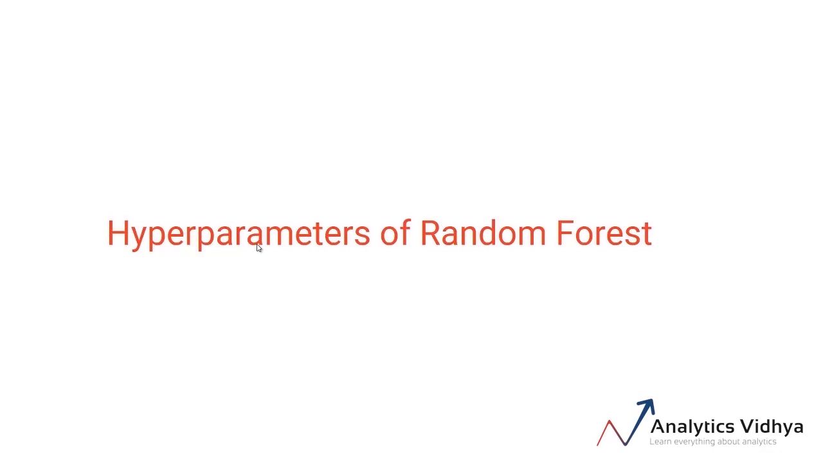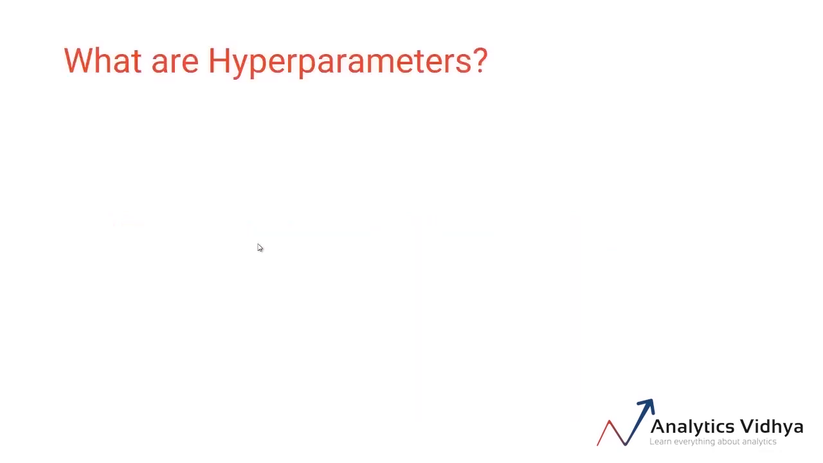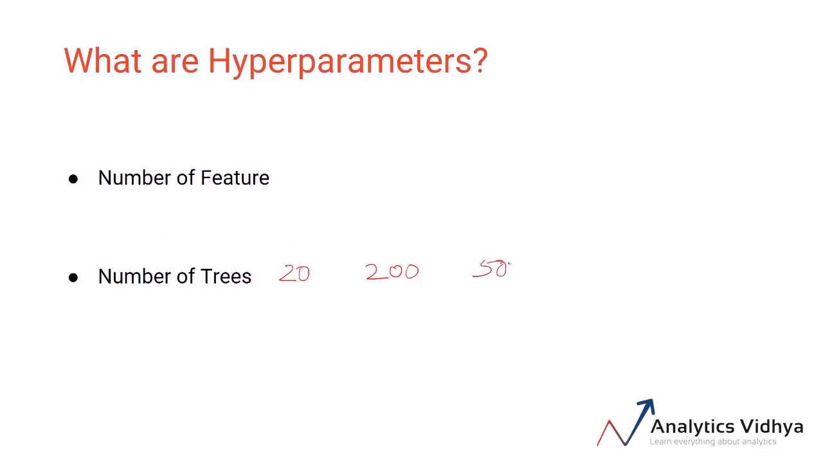Let us first understand what the term hyperparameters mean. We have seen that there are multiple factors which can be used to define a random forest model. For instance, the maximum number of features used to split a node or the number of trees in the forest. We can manually set and tune these values. So I can set the number of trees to be 20 or 200 or 500. We can manually change and update these values, and these are called the hyperparameters of random forest.